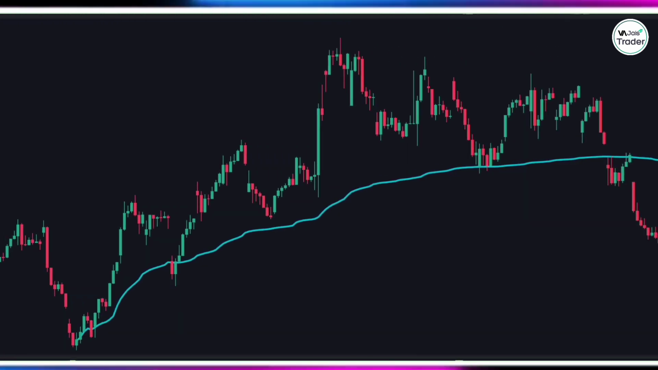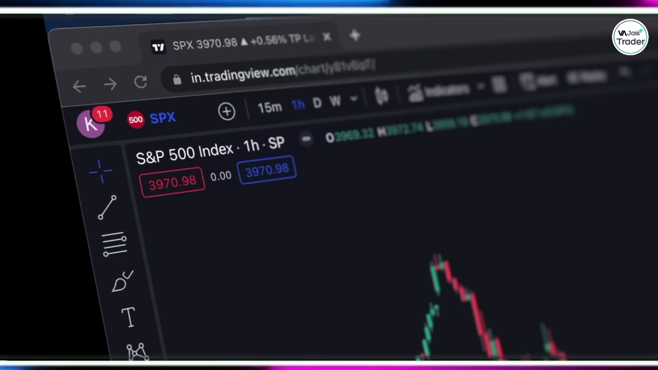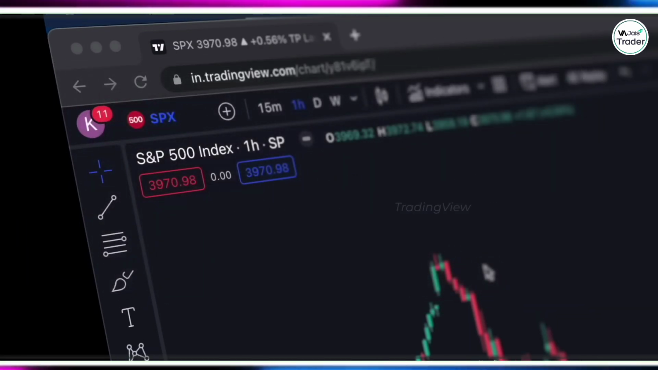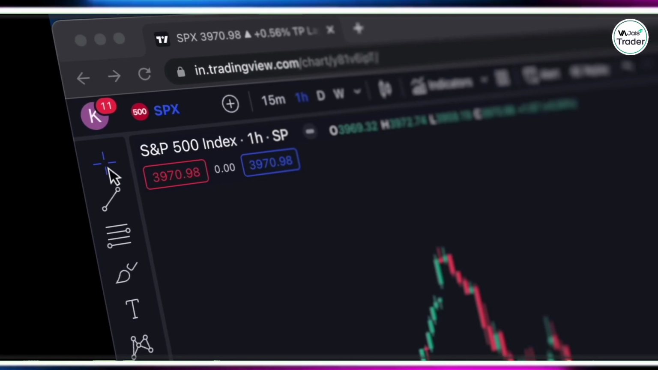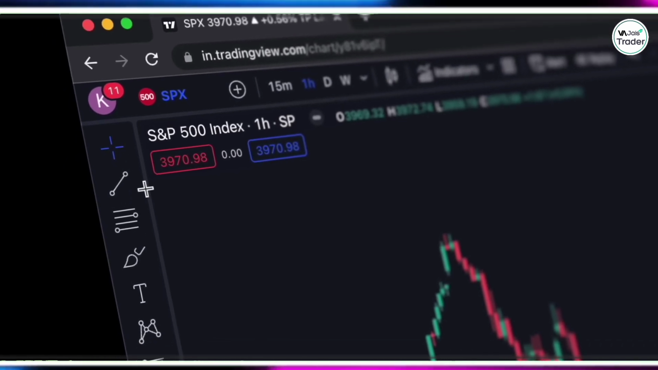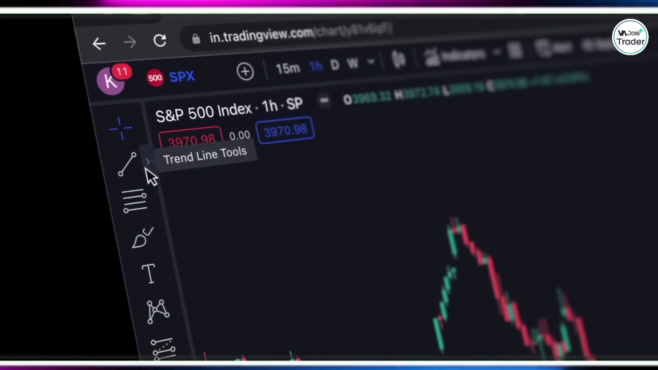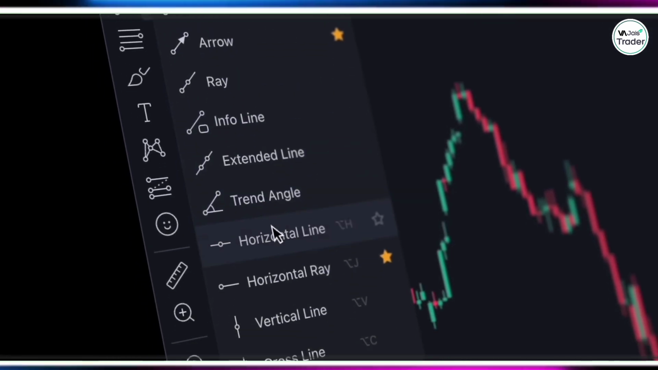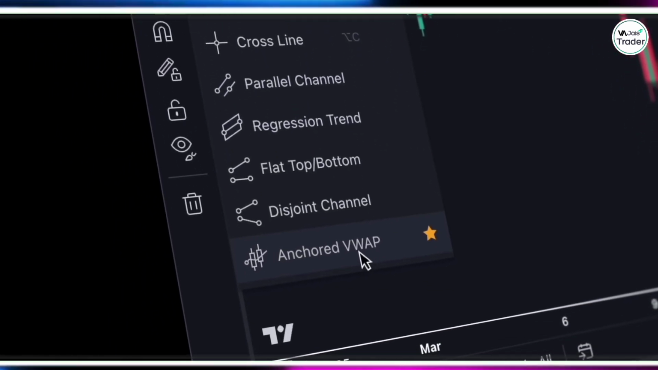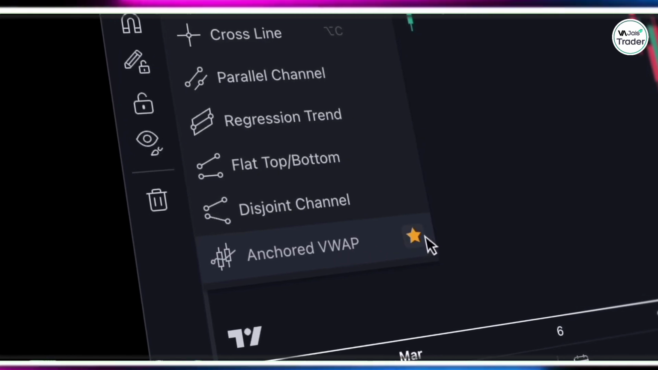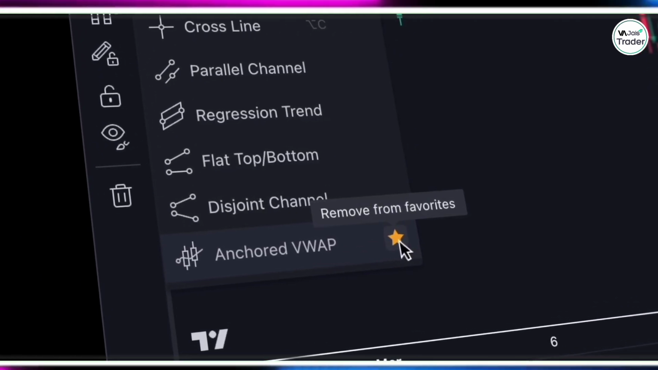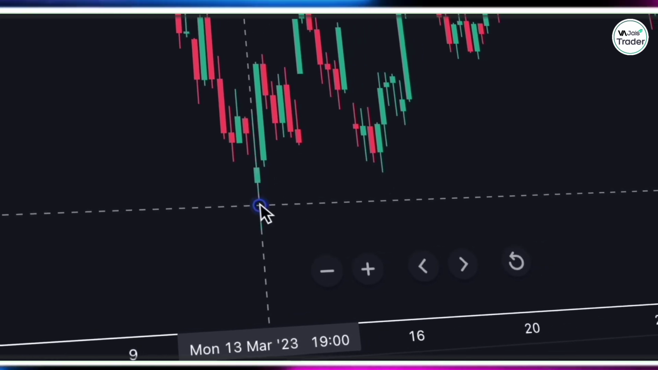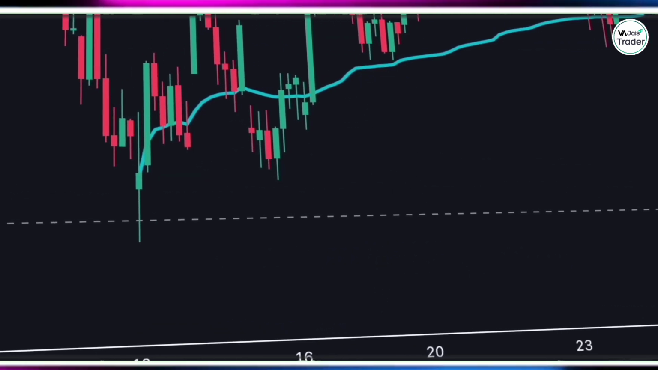Let's understand how to plot it on your charts. Topic 2. How to apply it on your charts. Once you're on your charts, hover over to the left where you will see the drawing tools. Then, select the arrow beside the second option to open a drop-down menu. Now go all the way down that list and select the Anchored Vwap. You can also click on the star to add it to your favorites. Once selected, you can click on any candle and the tool will plot itself starting from that price.